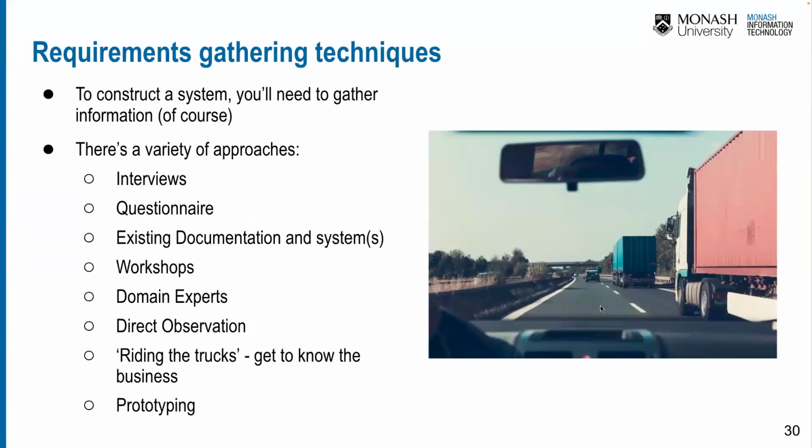Basically, the gathering technique, or elicitation technique. The purpose of the gathering technique is to identify what the requirement is, and there are different approaches. For example, interviews, questionnaires, or it could be based on the existing documentation as well. We can run a workshop together with clients. We can interview or send a questionnaire to the domain expert, talk to the domain expert. You can do direct observation. You can ride the truck to get to know the business as well, or you can do prototyping. I'm going to go through them one by one here.